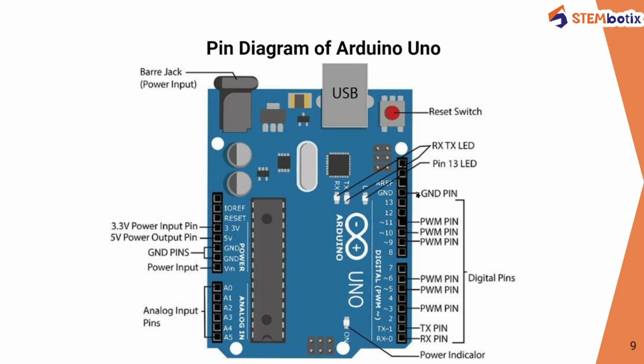After that we have one ground pin. This particular LED which is labeled L is connected to pin number 13, so it is also known as the pin 13 LED. After that, two LEDs are there. One is labeled TX and another one is labeled RX. One is the transmitter and another one is the receiver. And we have this reset switch, and after that we have this USB port. So these are the different components in the pin diagram of Arduino Uno, specifically the Arduino Uno board.